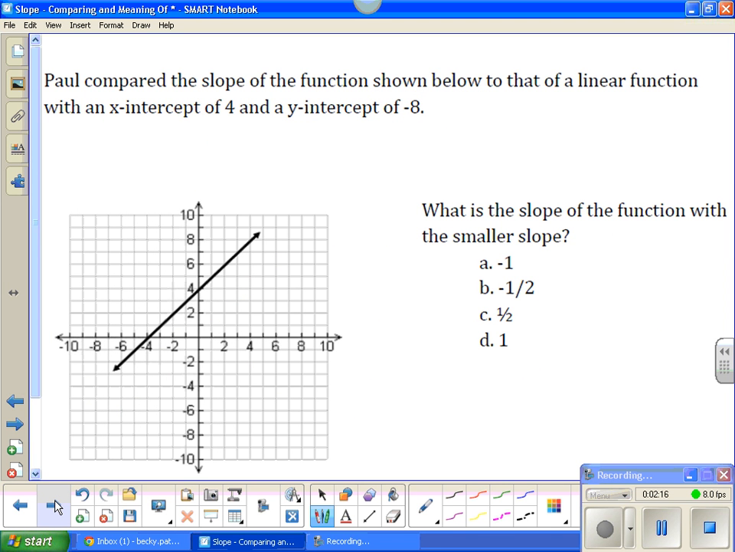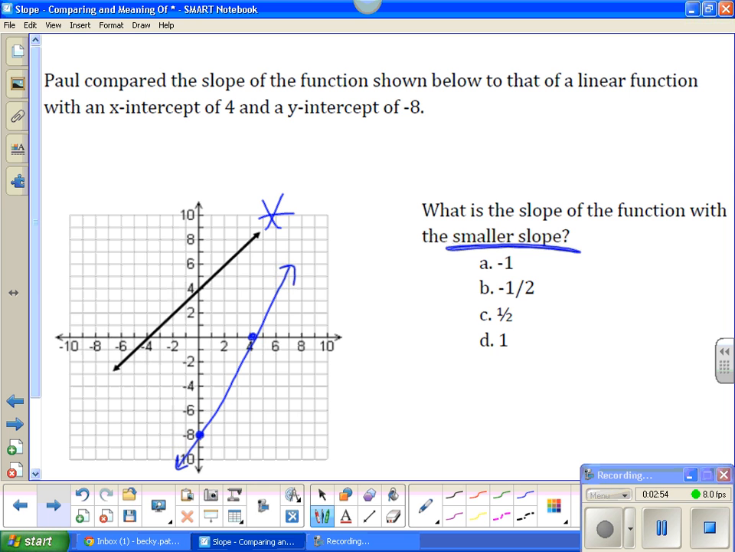Paul compared the slope of the function shown below, so that's the black line, to that of a linear function with an x-intercept of 4 and a y-intercept of -8. So x-intercept of 4, x-axis, put a dot at 4, a y-intercept of -8, so go way down here to -8, and then draw your line. What is the slope of the function with a smaller slope? So which one is less steep, the black line or the blue line? And the answer is the black line. So the black line wins this time.